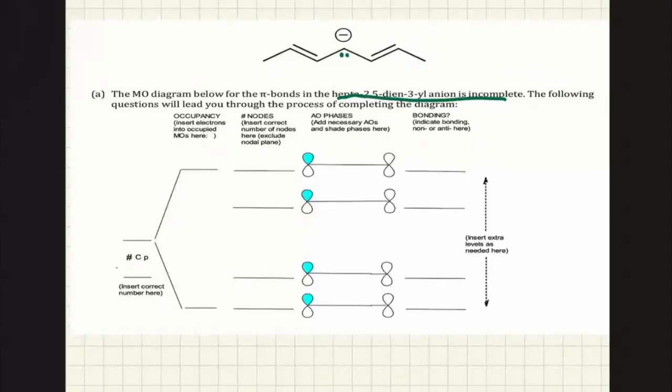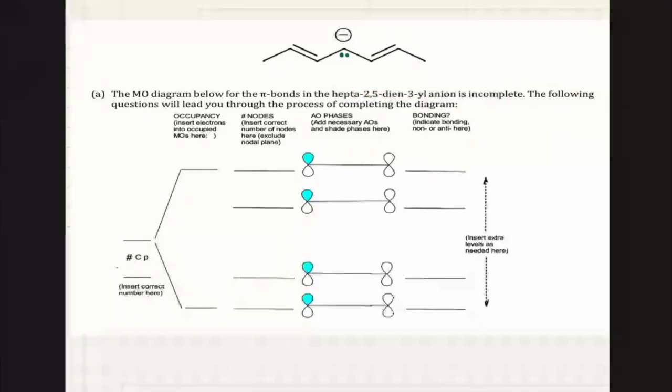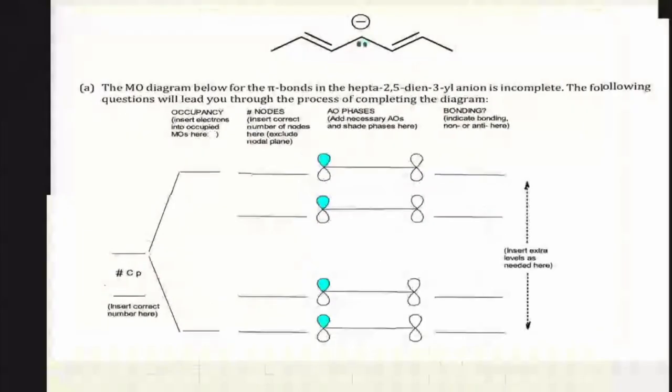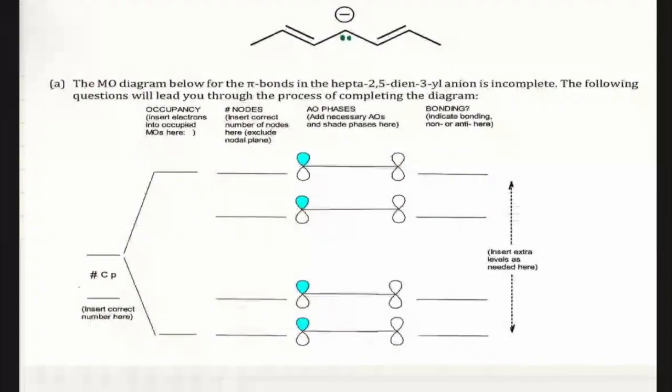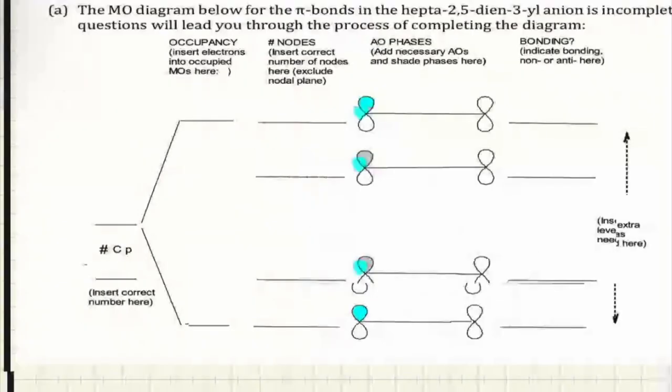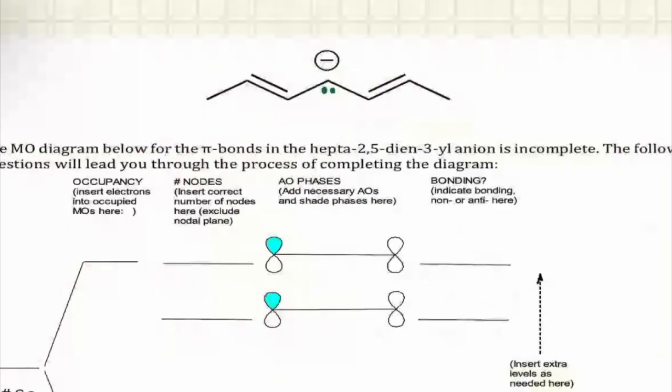Today we're going to be solving this question where we have to complete the molecular orbital diagram for the pi bonds in the hepta-2,5-diene-3-ol anion. It's basically incomplete, so we have to first start by plugging in this lone pair over here so as to satisfy the negative charge that we see, right?